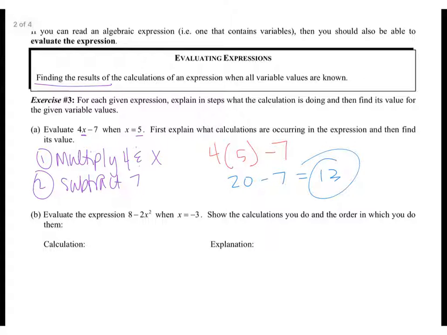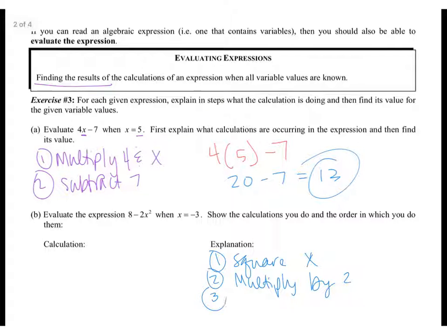Evaluate the expression 8 minus 2x squared when x equals negative 3. Show the calculations you do and the order in which you do them. So the first thing we're going to do is explain. So the first thing we will do is square x. Then we will multiply by 2. And finally, we will subtract from 8.